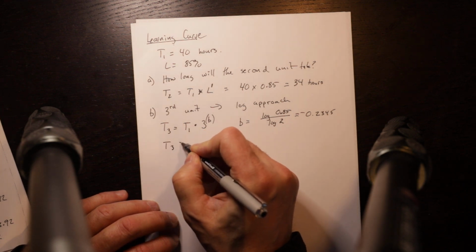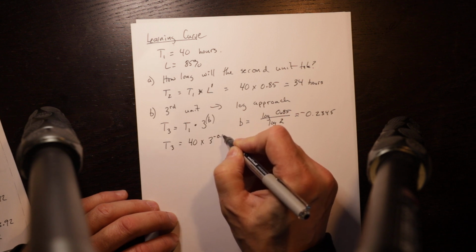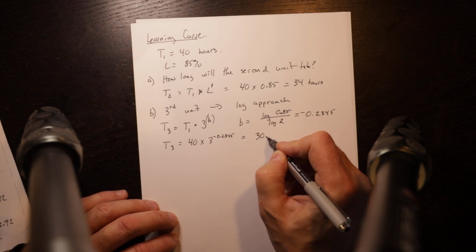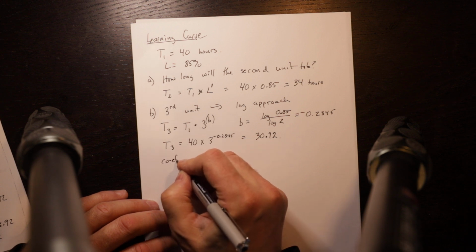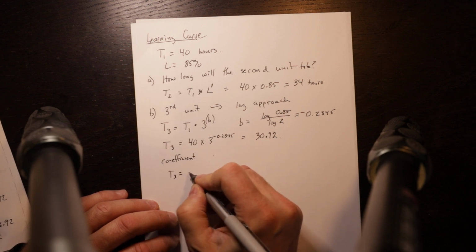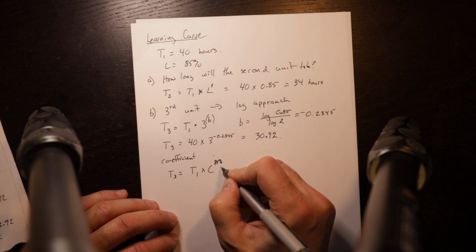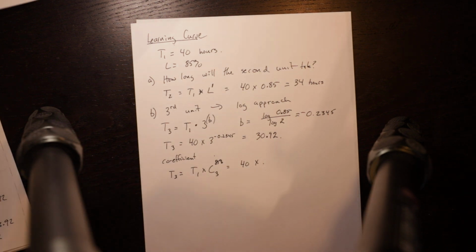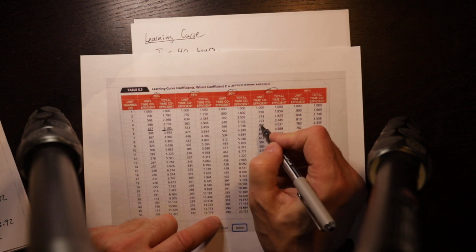So now we've got T3 is equal to 40 times 3 to the negative 0.2345, which is equal to 30.92. And if you were to use the coefficient approach, we get T3 is equal to T1 times the coefficient at 85% for 3, which is equal to 40 times, and we're going to go to this table, look at 85% and at 4.